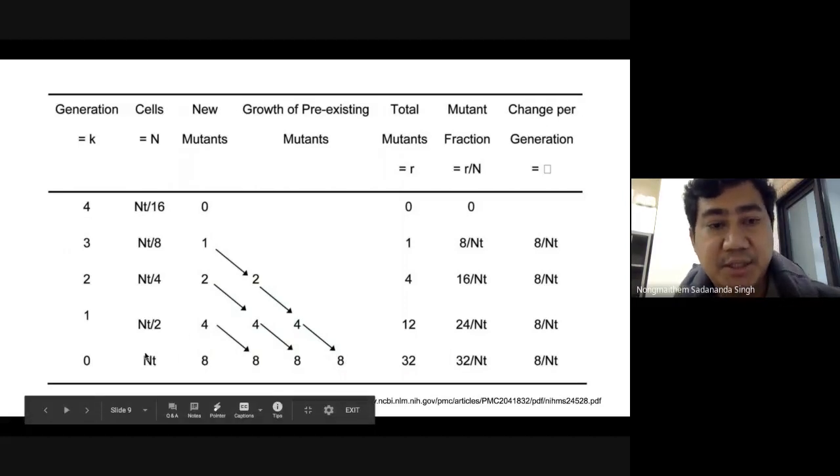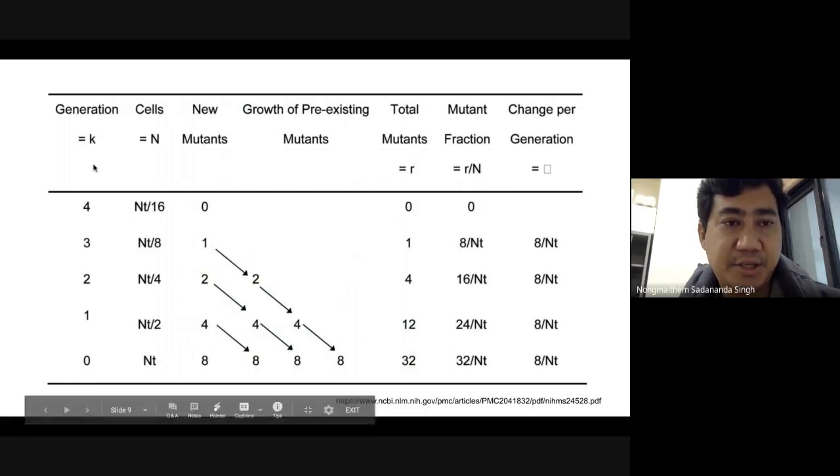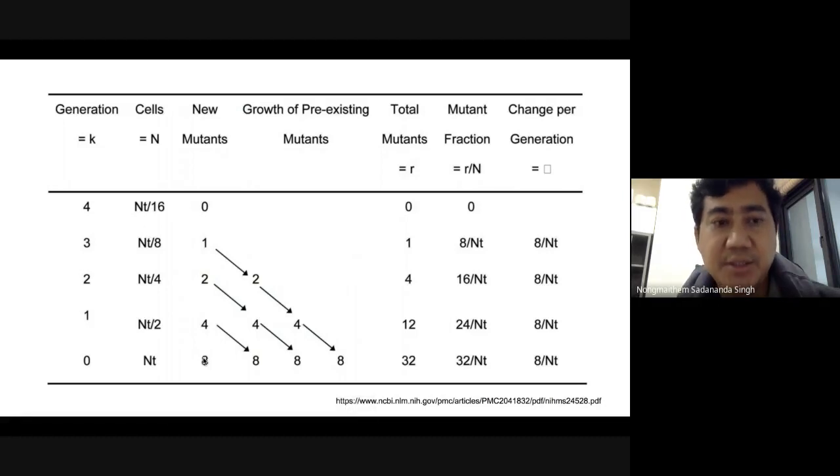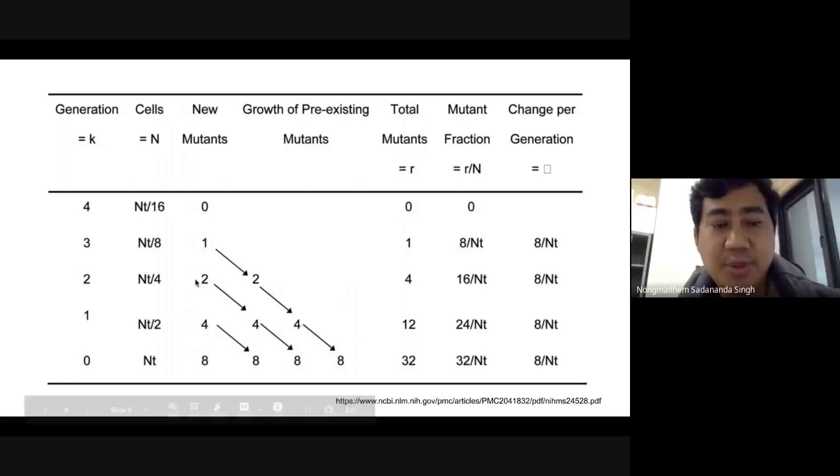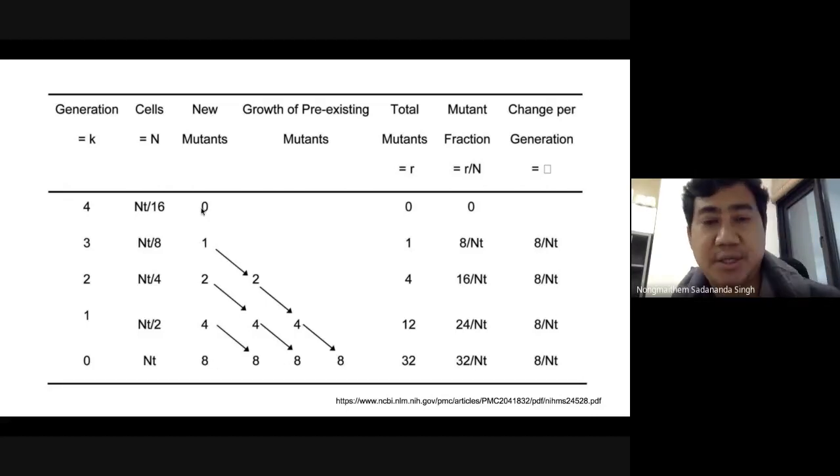If you start at generation 0 with a mutant, then you will have 8 mutant colonies. If the mutation is in the first generation, it will have 4. If it is in the second generation, it will have 2. If it is in the third generation, you will have 1. And if in the fourth generation, it will be 0. So that's how you get a different number of mutants depending on when the mutation happened.